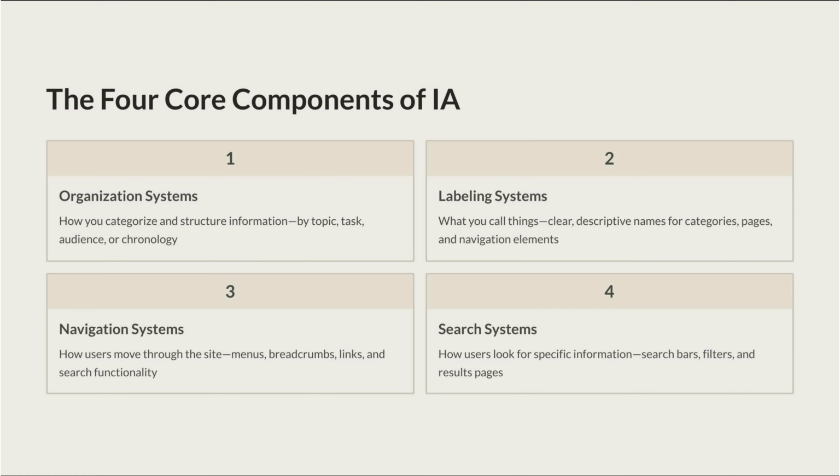The 4 core components of information architecture are crucial for user experience. Organization systems categorize information by topic, task, audience, or chronology. Labeling systems provide clear, descriptive names for categories and navigation. Navigation systems guide users through menus, breadcrumbs, and links. Search systems enable users to find specific information using search bars and filters.